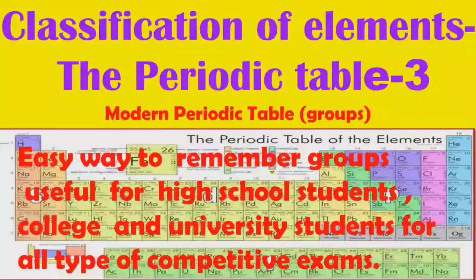Hi students, in the last class we discussed the Mendeleev periodic table. In this class we will discuss the modern periodic table. This is very important, so all of you listen carefully and make notes. We will also give some codes to remember the groups. Mainly we will discuss the groups in the modern periodic table. This is very useful for high school students, college and university students, and for all types of competitive exams.